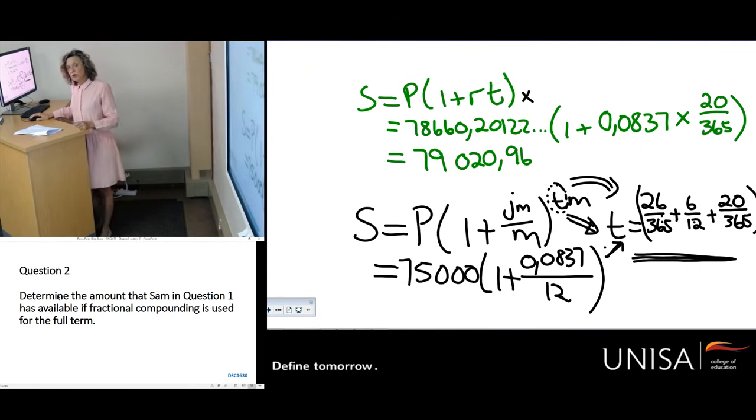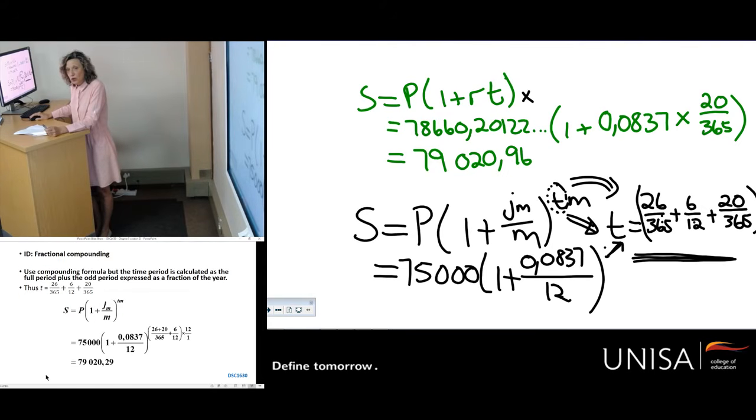Again, just something quickly to go back to the question. What actually gives us the method we've got to use, and if it's odd periods, the word fractional compounding. So when you see the word fractional compounding, you know we're working with fractional compounding as such. So there it is, use compounding formula, but the time period calculated as a full period plus the odd period expressed as a fraction of the year. So in this case, T is then 26 over 365, 6 over 12, 20 over 365.